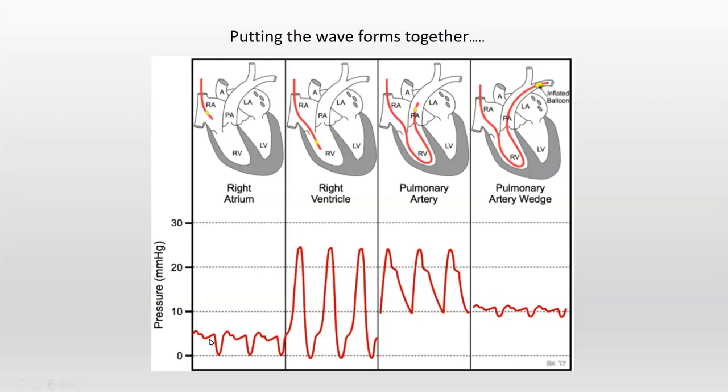So putting it all together, this would be the right atrium, right ventricle, pulmonary artery, and pulmonary capillary wedge. And sometimes you go very quickly from right atrium to pulmonary artery. If the pressure is high, you may have a very small glimpse of the right ventricular waveform.